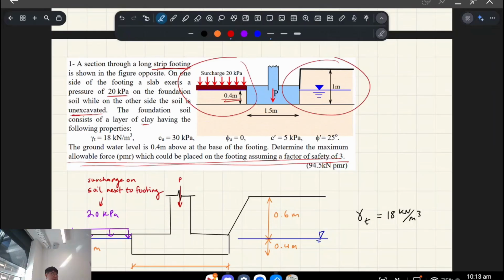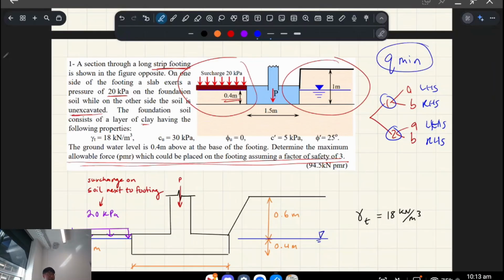And then also you have to consider drained and undrained analysis. So basically it's like a tree diagram, right? You have scenario 1, 2, and then A and B. So A and B might be left-hand side, right-hand side, and then 1 and 2 is drained and undrained. So you have to consider all 4 of these and then find the lowest bearing capacity. And the idea is that the lowest one fails first, right?